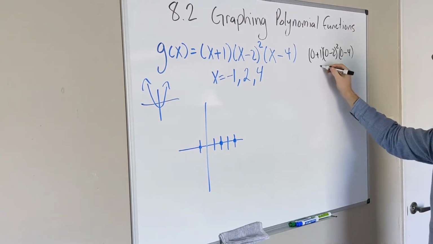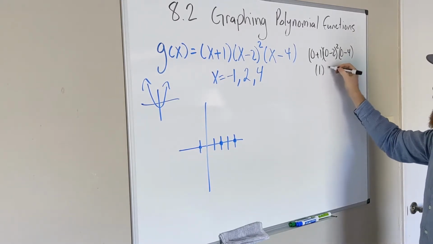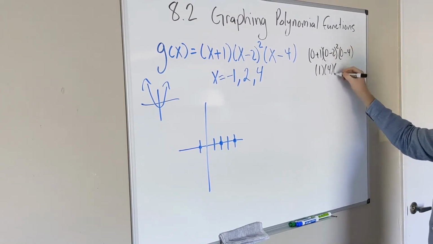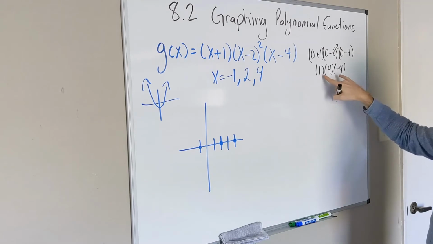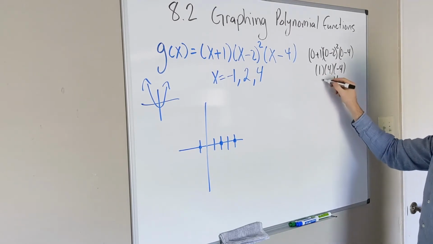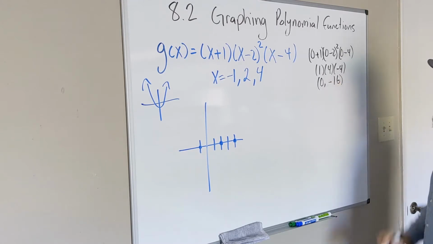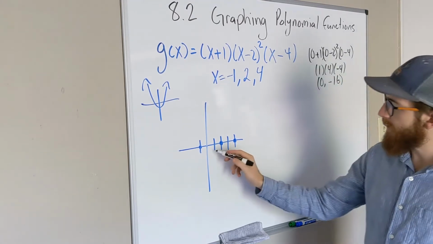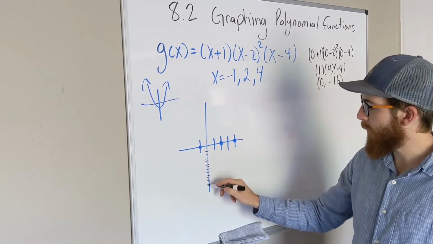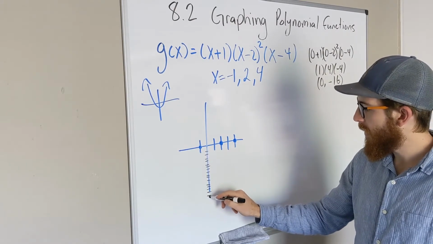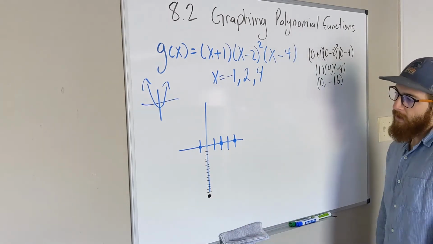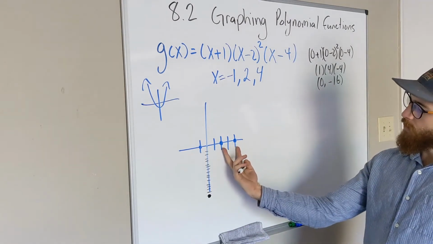Okay, well that's 1 times 4, right? -2 squared is 4, times -4. Well, what's 4 times -4? That's just -16. So we get 0, -16. So that means I need to go 1, 2, 3, 4, 5, 6, 7, 8, 9, 10, 11, 12, 13, 14, 15, 16, all the way down to 16. Okay? Now, let me pick a value between 2 and 4.